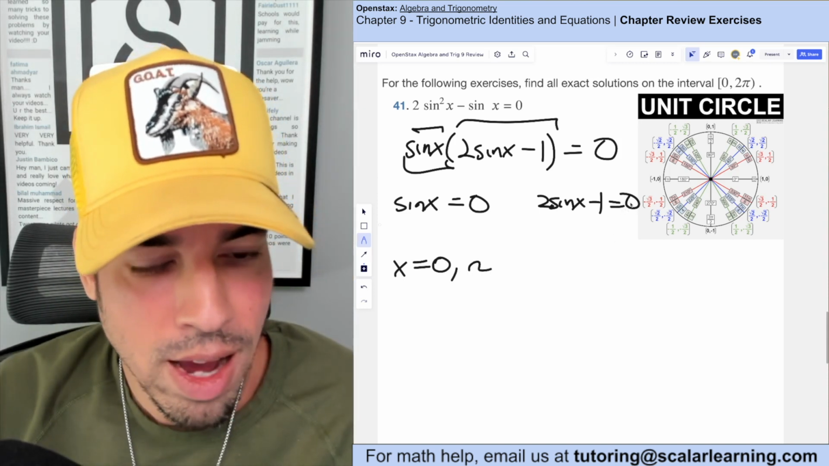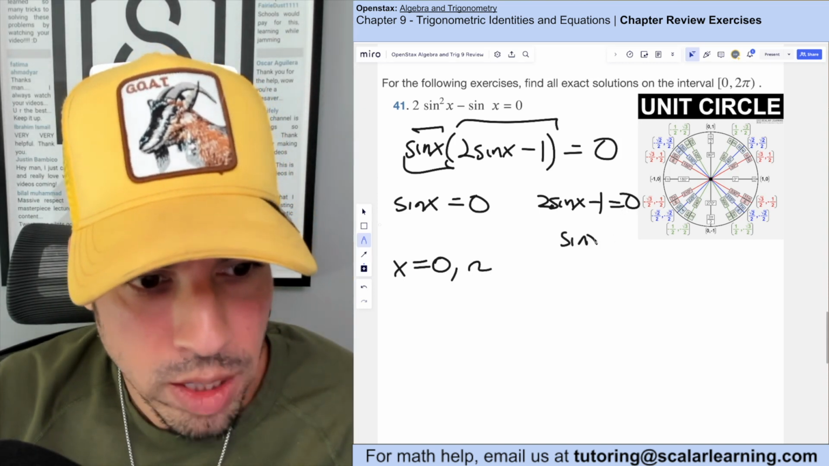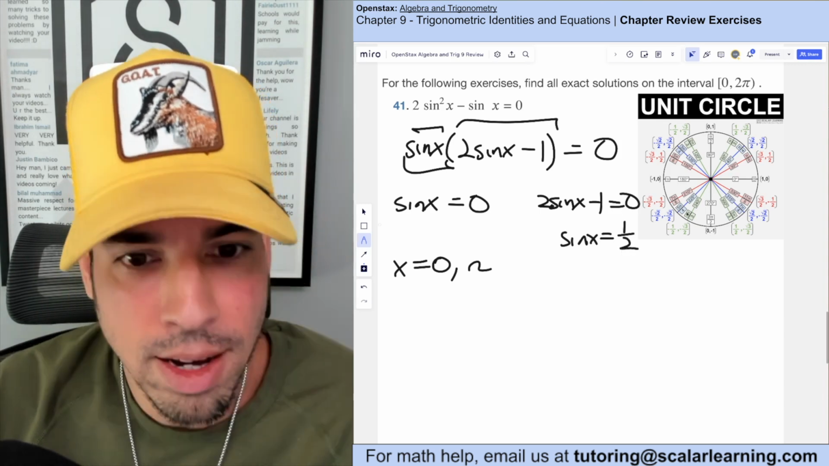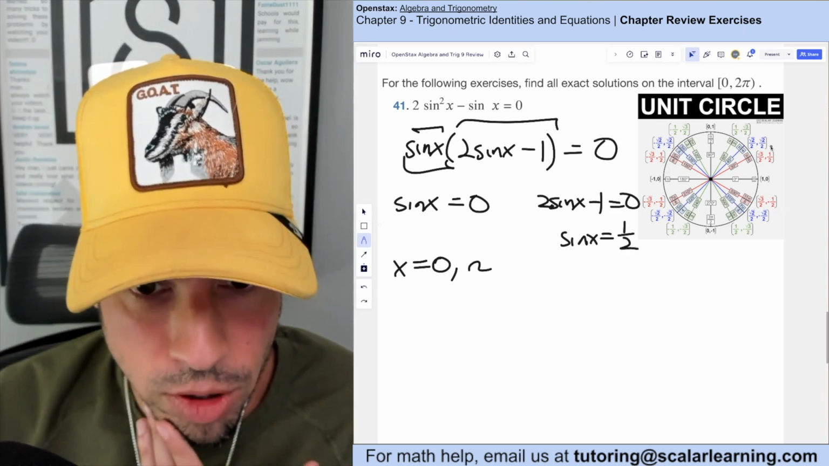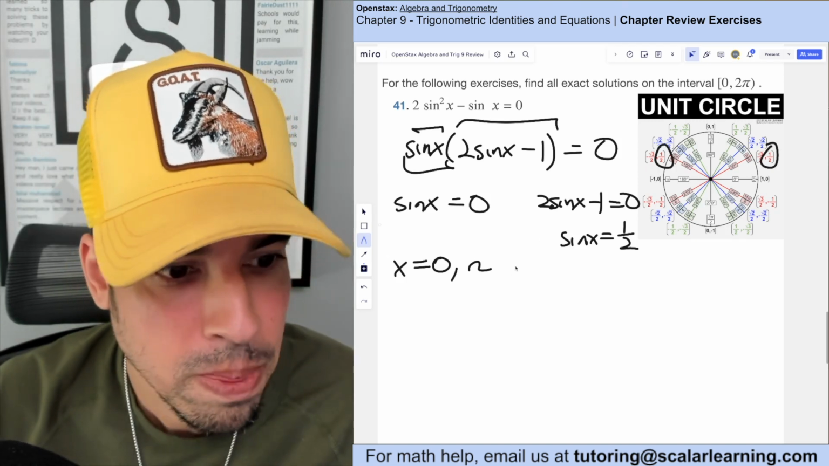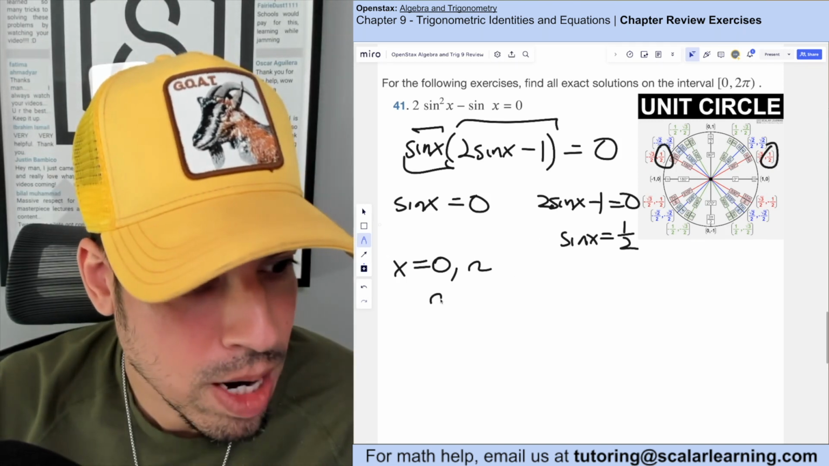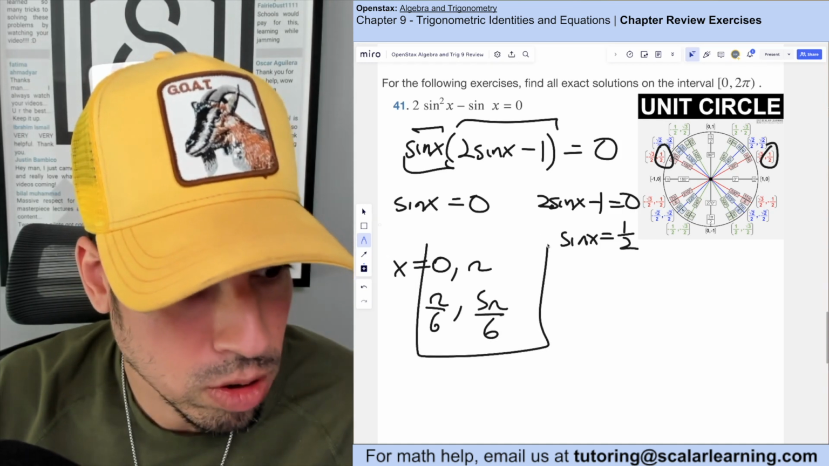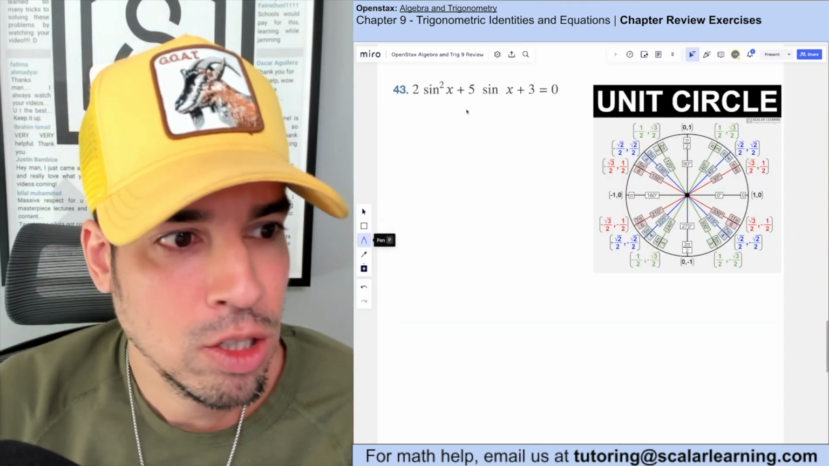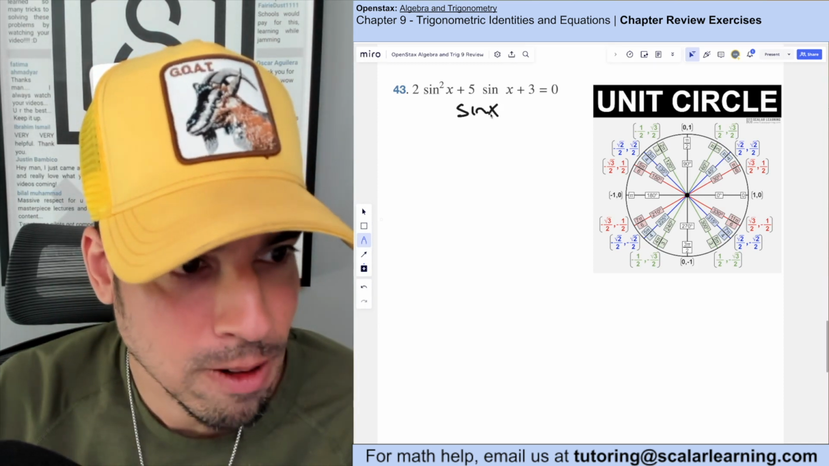And then for this one, we're going to add 1, divide by 2. When does sine of x equal 1/2? Okay, so again, sine is the y value, so I see a positive 1/2 occurring here, and I also see it here. So that's going to give me pi over 6 and 5 pi over 6. So those are the 4 solutions. Done. For this one, I'm going to start by setting sine of x equal to y.